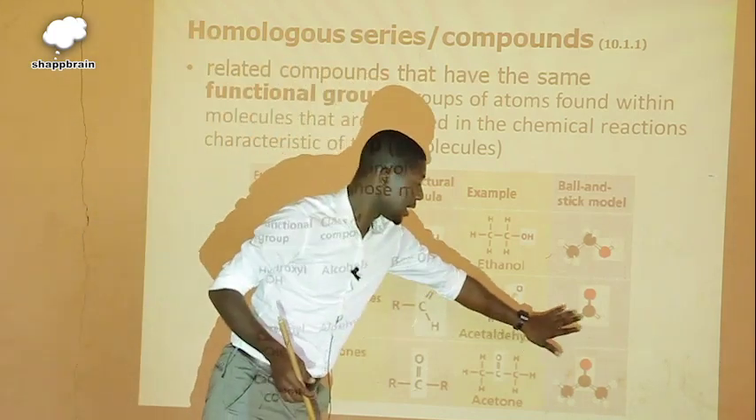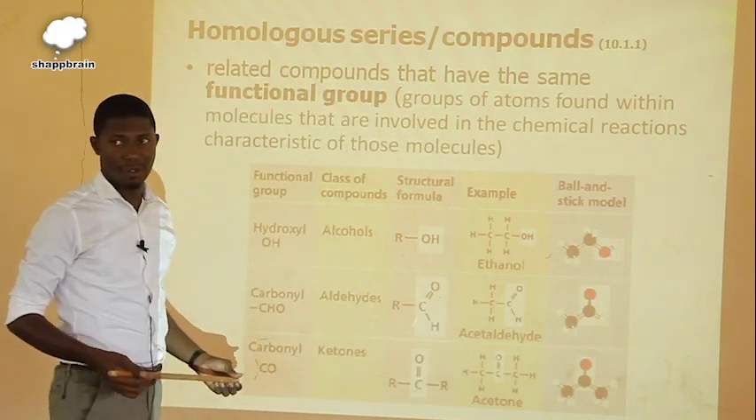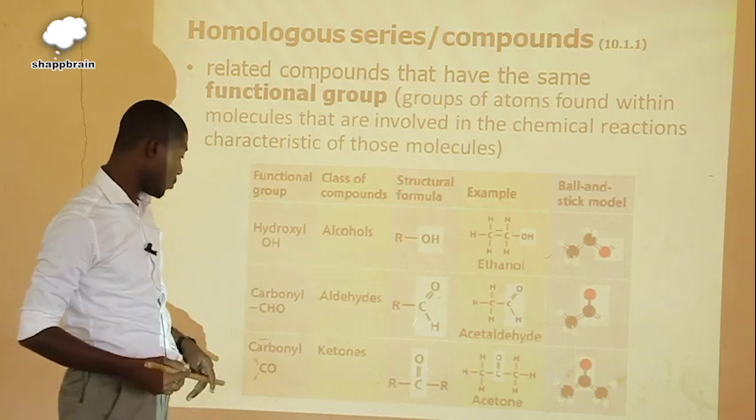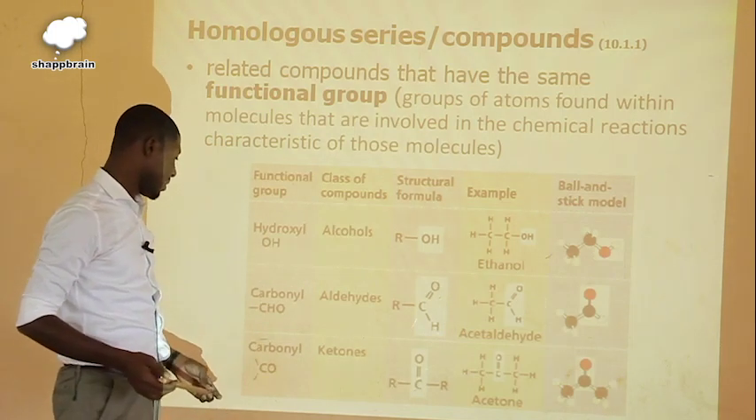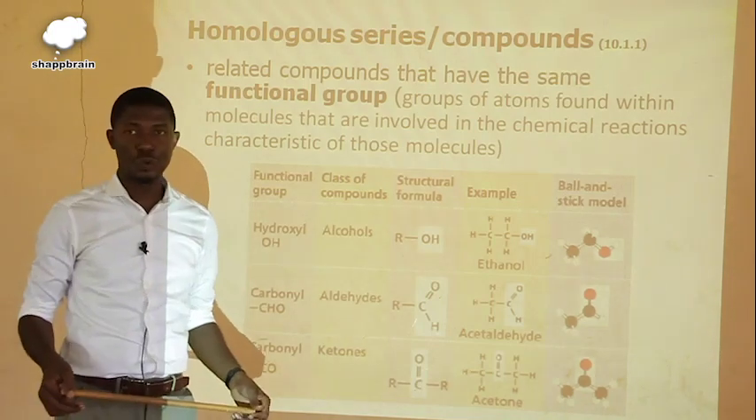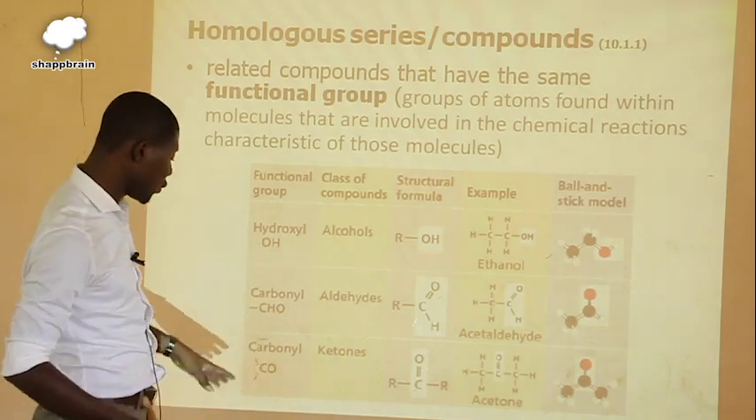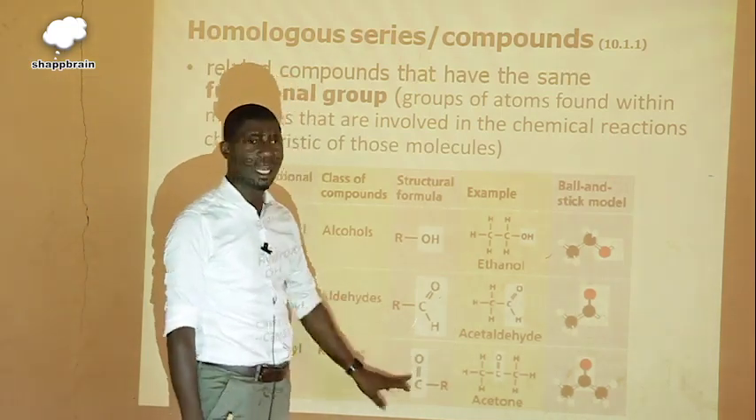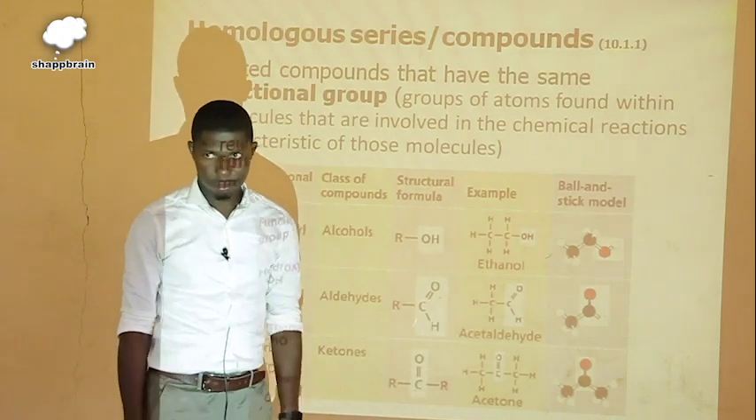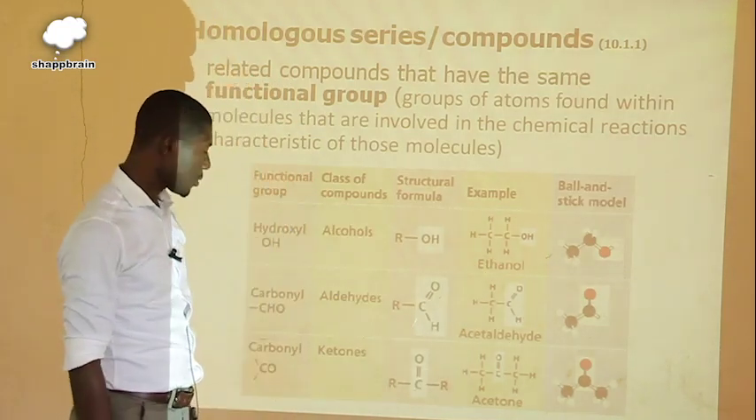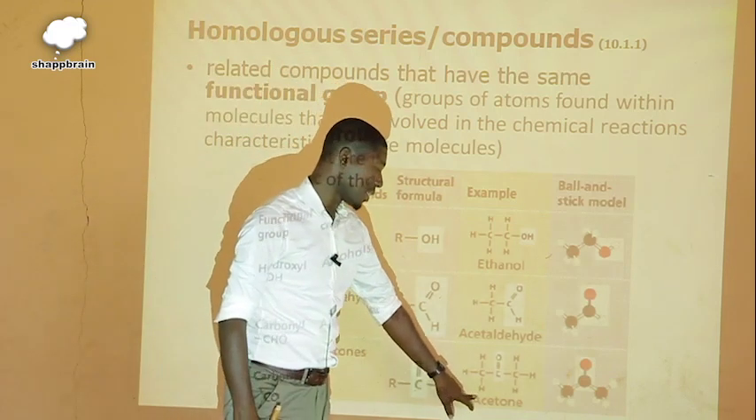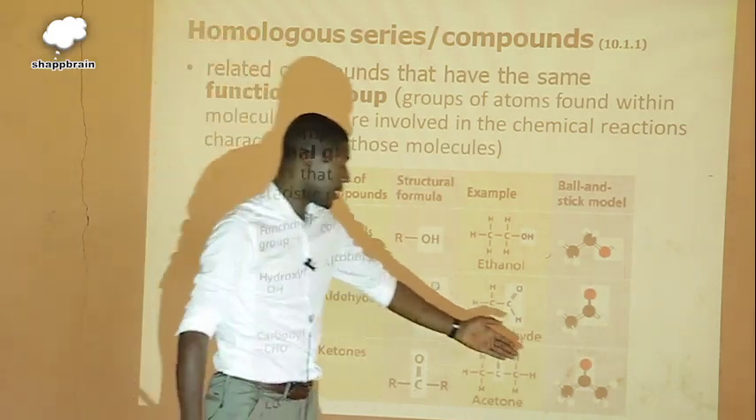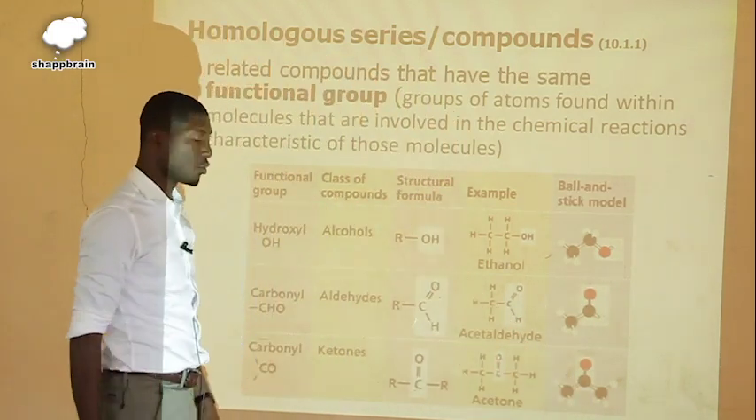And this is a ball and stick representation of the aldehyde, which is the carbonyl group attached to the alkyl group. Then we have the carbonyl in what we call ketones. For the ketones, you have an alkyl group attached to a carbon double bonded to an oxygen and to another alkyl group. We call that a ketone. Another example is acetone. Good. And that is the ball and stick representation of it.